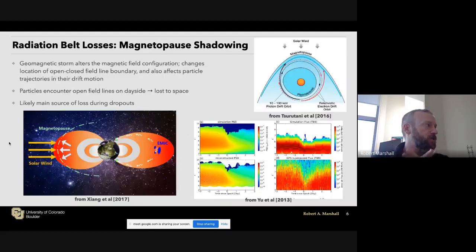So that ties into the discussion of particle losses from the radiation belts. How are these particles removed from the radiation belts after a major enhancement? There's two processes that we largely focus on. The first is magnetopause shadowing.